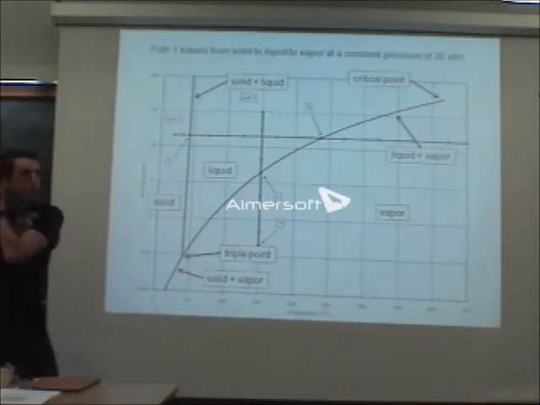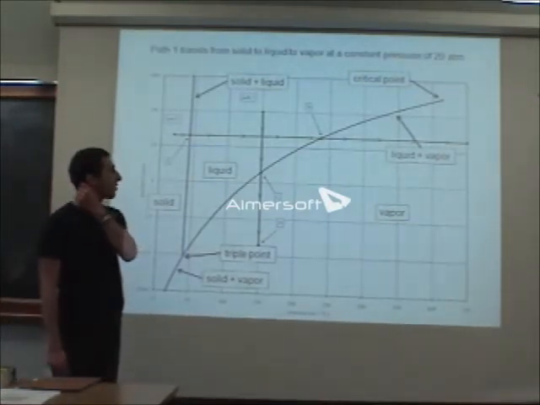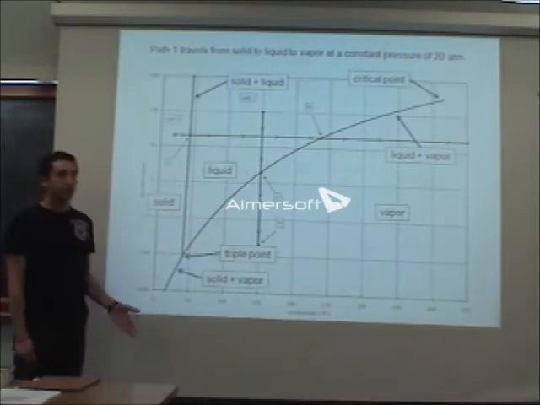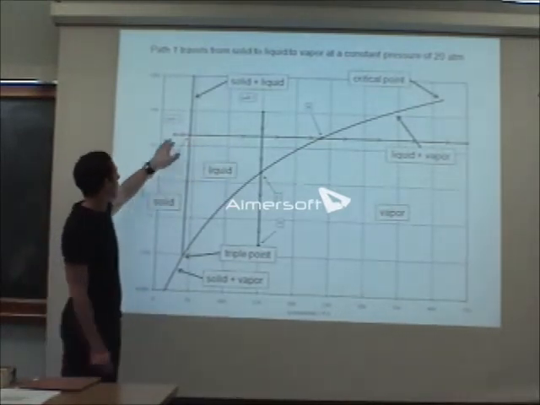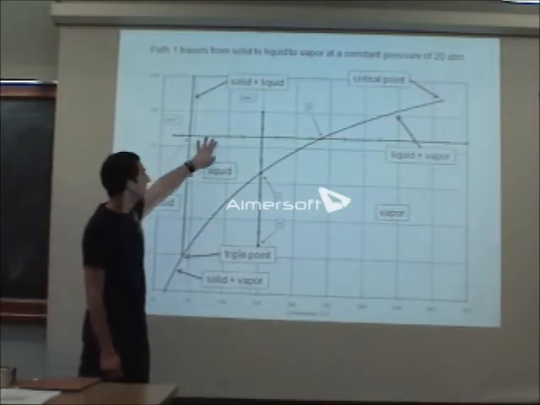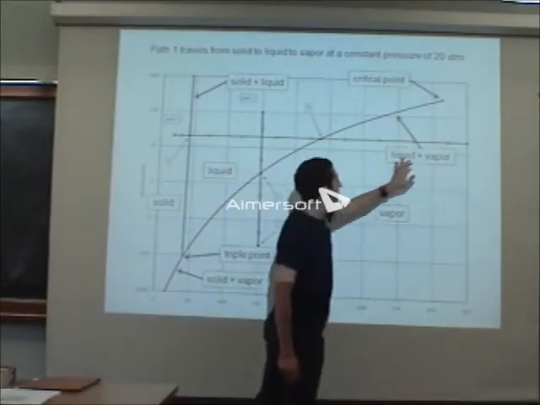Okay, so now let's characterize path one. Once we have these phases here, it's pretty easy to tell what's going on. We're staying at a constant pressure of 20 atmospheres, and we're just going from solid to liquid to vapor.